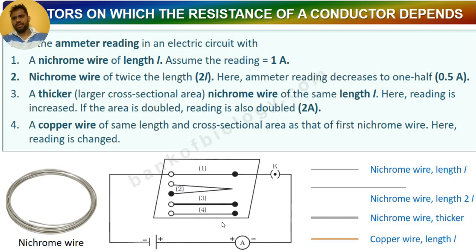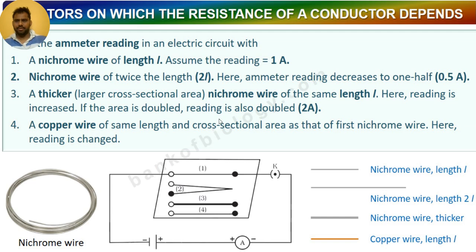Now let's go. The ammeter reading in an electric circuit with a nichrome wire of length L, we are assuming the reading as 1 ampere. With a nichrome wire of twice the length, 2L, the ammeter reading decreases to 1/2. With a thicker, or larger cross section area, nichrome wire of the same length L, the reading is increased. If the area is doubled, the reading is also doubled to 2A.